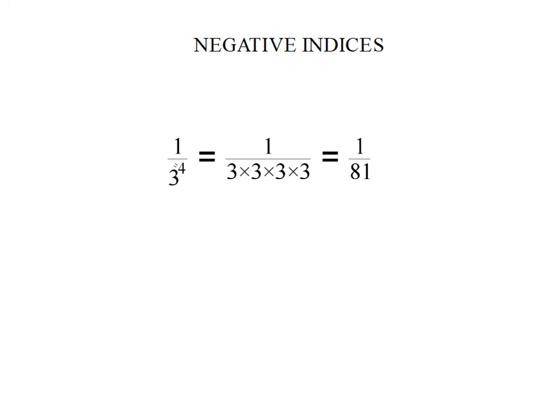And so when you evaluate it, you're going to still have 1 over 3 times 3 times 3 times 3, because 3 to the power of 4 is 3 times 3 times 3 times 3, which equals 81. So the answer will be 1 over 81 as a fraction.